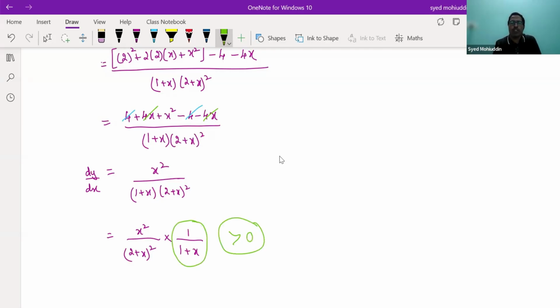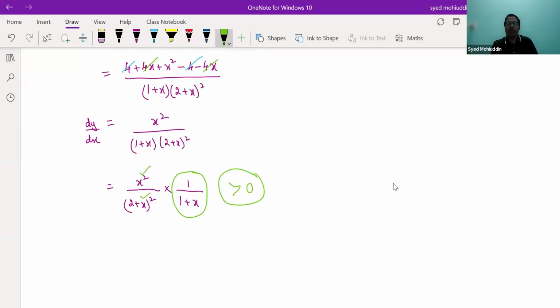If this term is positive, then dy by dx will become positive. Suppose if this term is negative, then dy by dx will be negative because the square term will make this as positive. So do you agree with this one? Now we have to check whether this value is positive or not. We have to just show that this value is positive. If this value is positive, we have shown that the function is increasing.